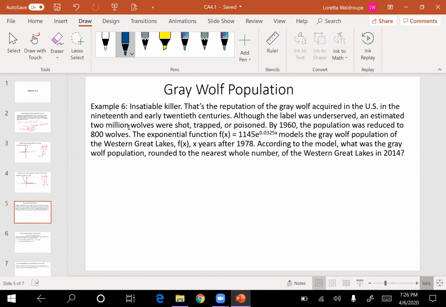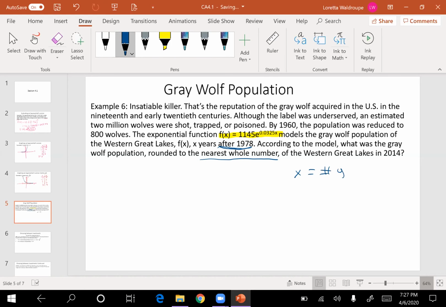The exponential function f of x equals 1,145e raised to the 0.0325x models the gray wolf population of the western Great Lakes x years after 1978. According to the model, what was the gray wolf population, rounded to the nearest whole number, of the western Great Lakes in 2014?